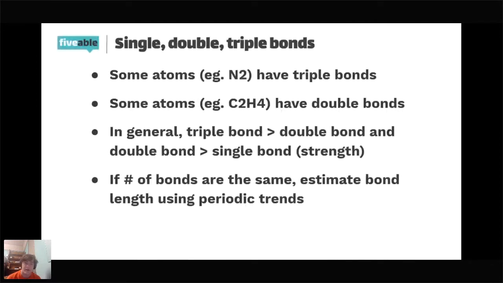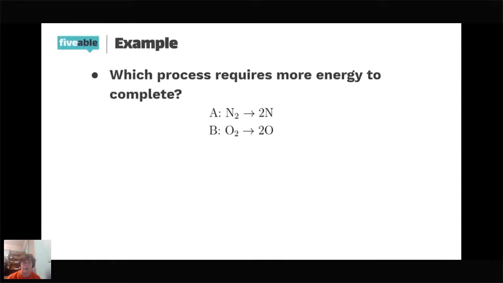But if the number of bonds are the same, you estimate it with atomic radius. So we're going to do another practice problem. Which process do you guys think requires more energy to complete, A or B? A is just nitrogen gas splitting into 2 individual nitrogens, so the actual bond breaking between the nitrogens, and B is the same thing with the oxygen. Yeah, it's nitrogen. The answer is A.